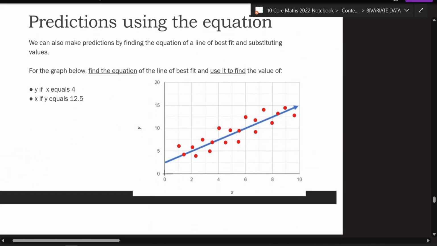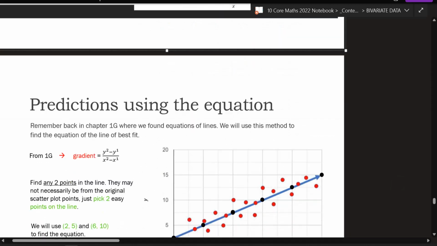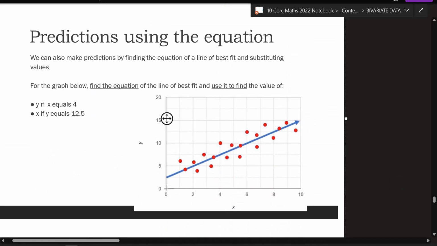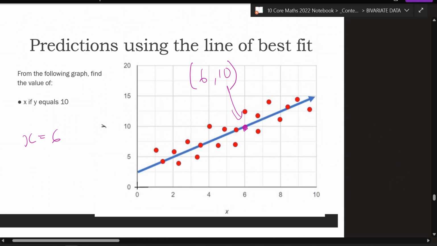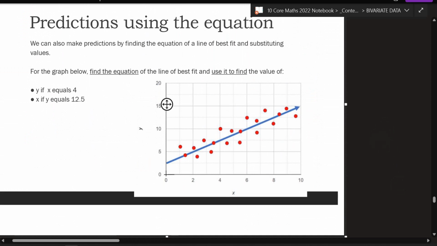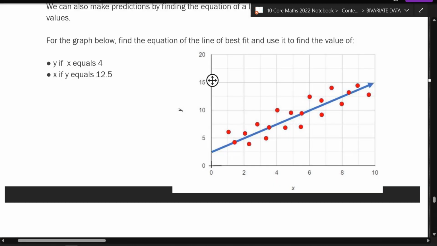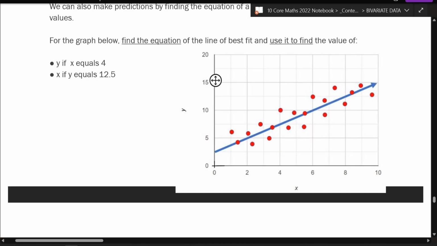Okay. Let's make some predictions. Okay, here we go. Some more. We can also make predictions using line of best fit by substituting values. Again, for the graph below, find the equation of the line of best fit and use it to find the value of, okay. So, we need to find the equation now. I think making a prediction like this, not too hard, okay? But now we need to find the equation. So we need to find two things using the equation. What is y if x equals 4? And what is x if y equals 12.5?